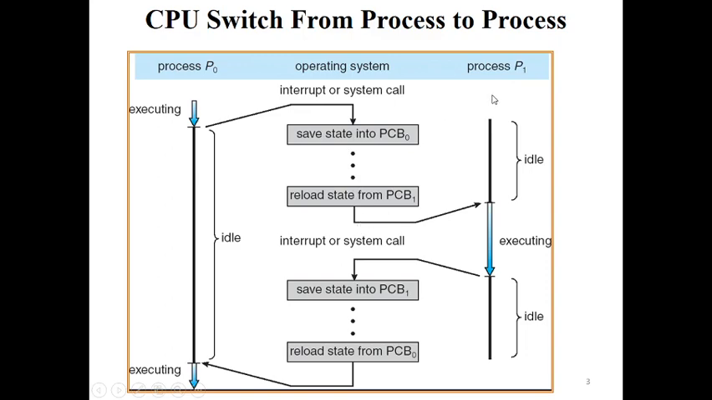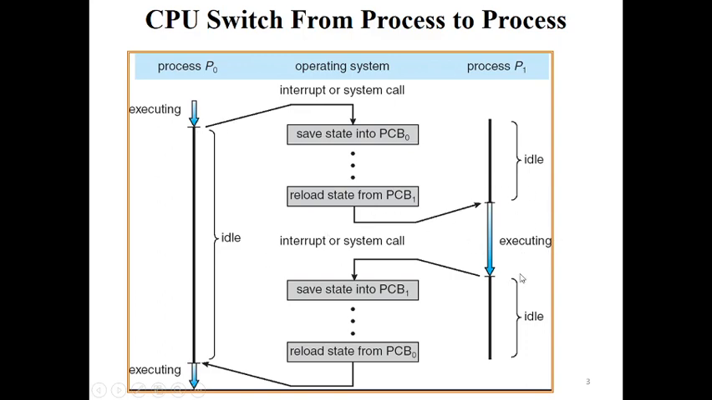Now P1 information will be loaded and the CPU is assigned to it. When the CPU is assigned to it, it starts executing. That is also signaled with the help of an interrupt or system call. Now P1 will start executing. P0 now sits idle because it has gone to some other state, maybe a non-executing state.